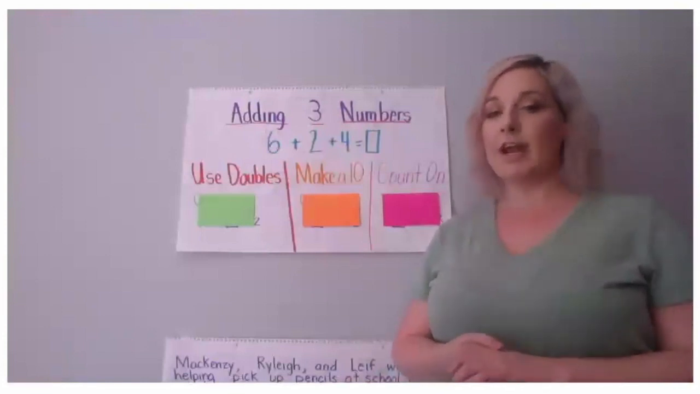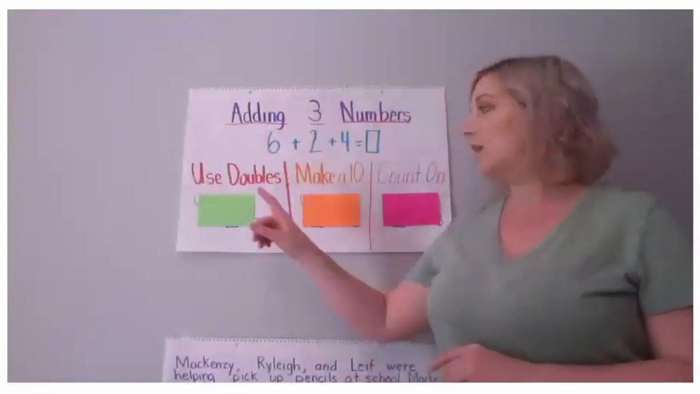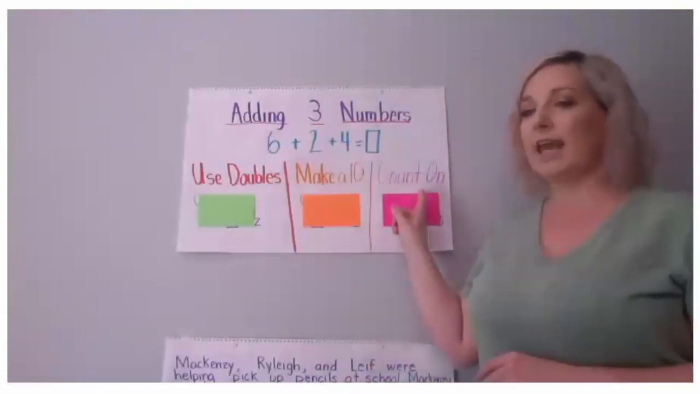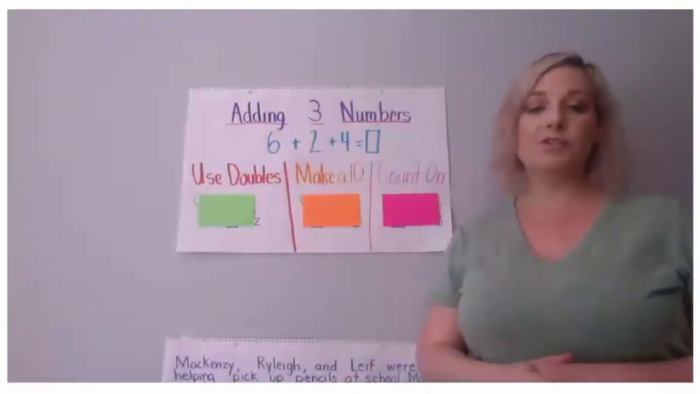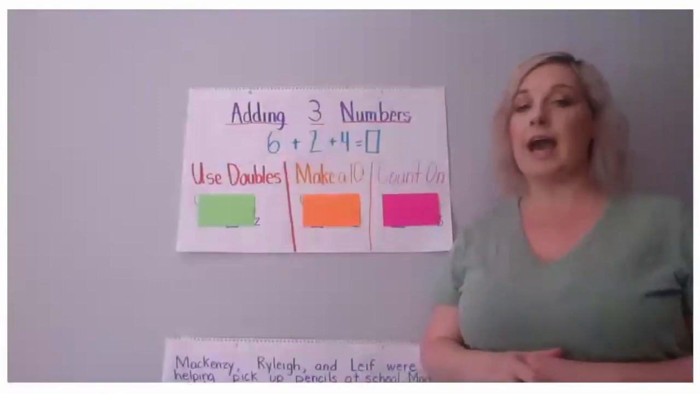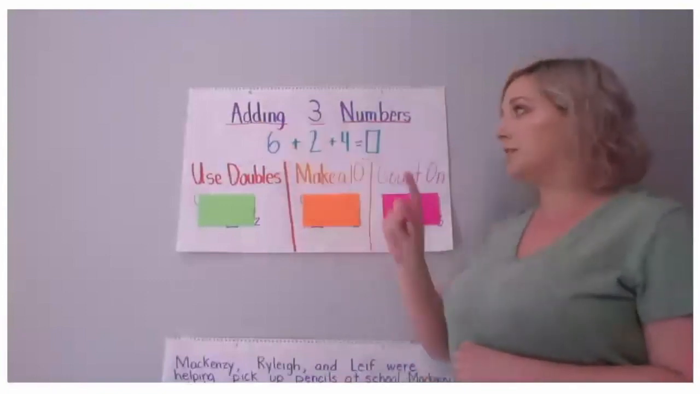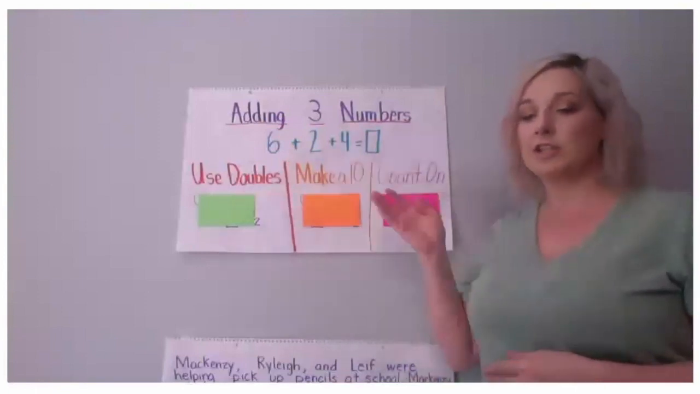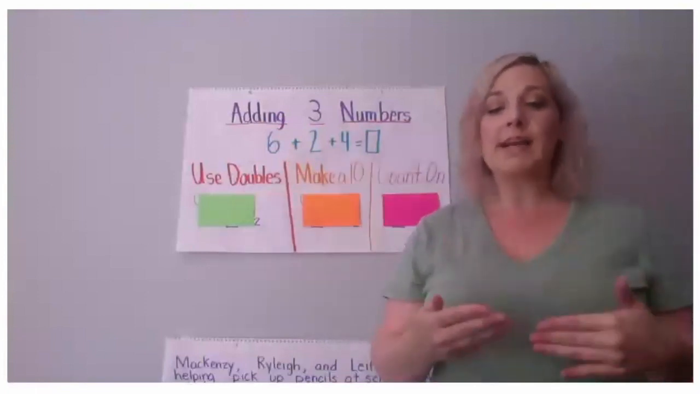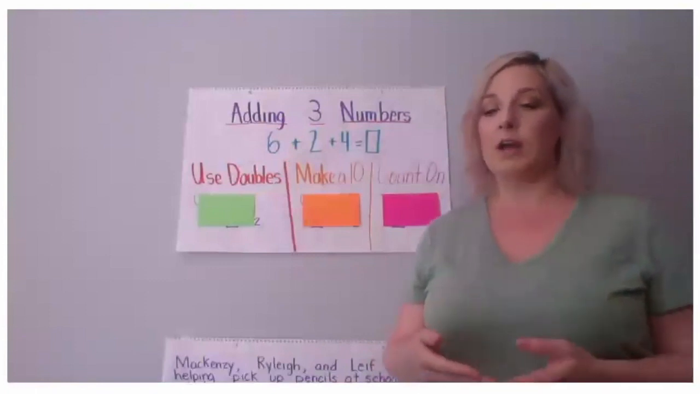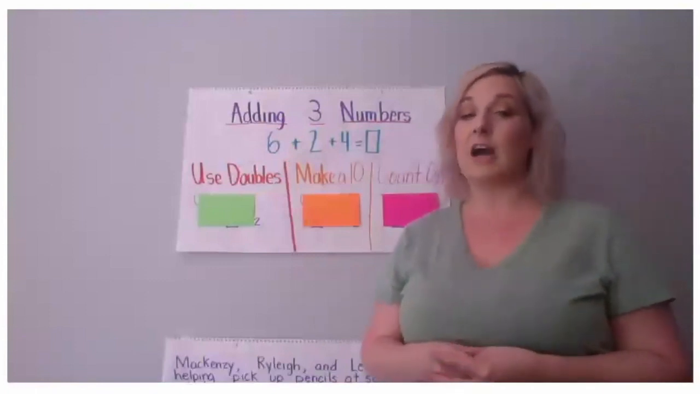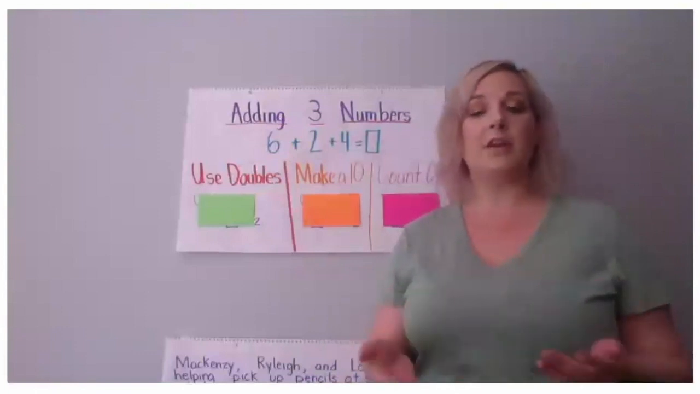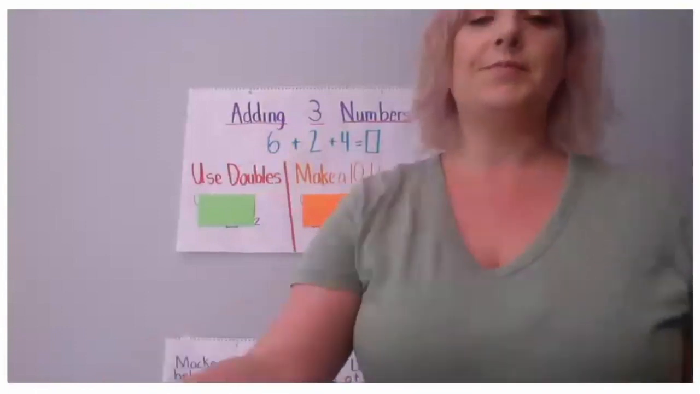I have 3 strategies today that I want to talk about. Using doubles, making a 10, and counting on. These strategies will help you be able to add numbers quickly when you're adding 3 numbers together, okay? Before we look at these strategies, I want us to practice some things that are going to help us be quicker. The first thing is recognizing our team numbers. I'm going to show you some flashcards, and I want you to say the number out loud. Are you ready?